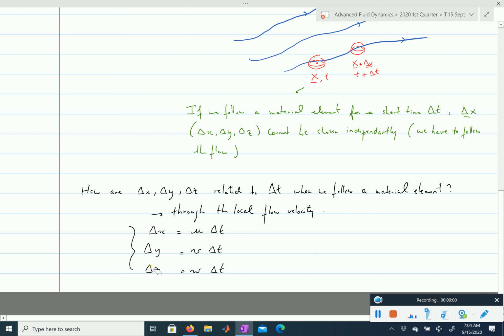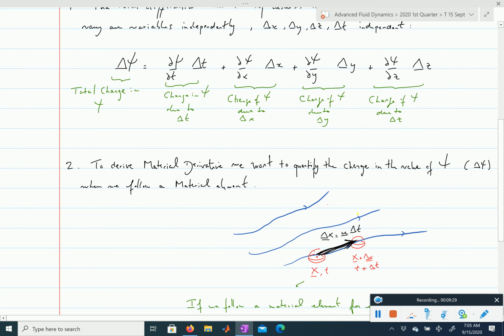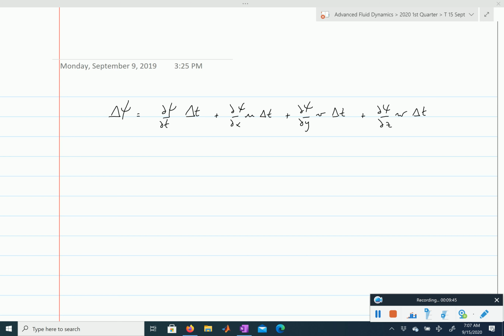So delta x, delta y, delta z are no longer independent, but they really depend on delta t. Here I'm simply saying that this displacement delta x, if I'm following the flow, is equal to u times delta t, because I'm following the flow. Okay, so then I can rewrite the change in delta psi, substituting delta x for u delta t, delta y for v delta t, and delta z for w delta t. And now when we write the change in delta psi this way, it becomes immediately apparent that the change in delta psi, if we follow the flow, so if we look at a material derivative, only relates to delta t, to the change in time.